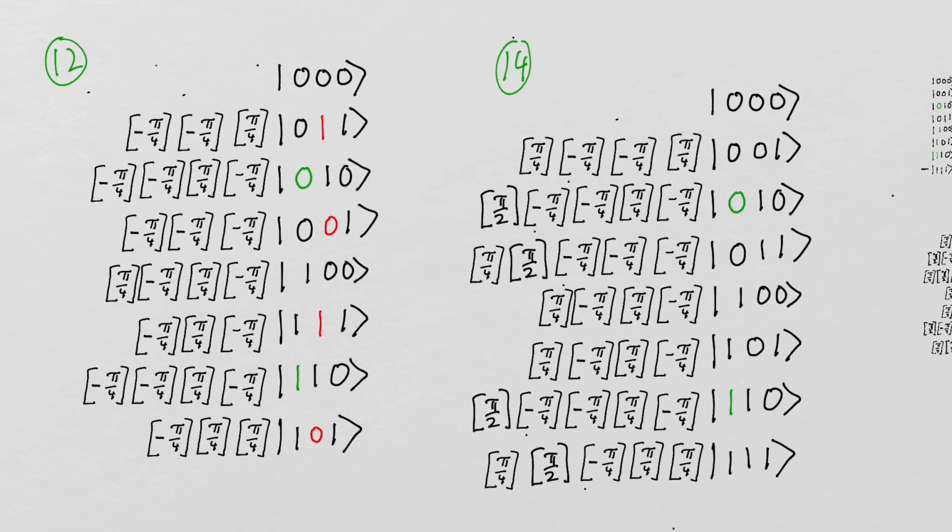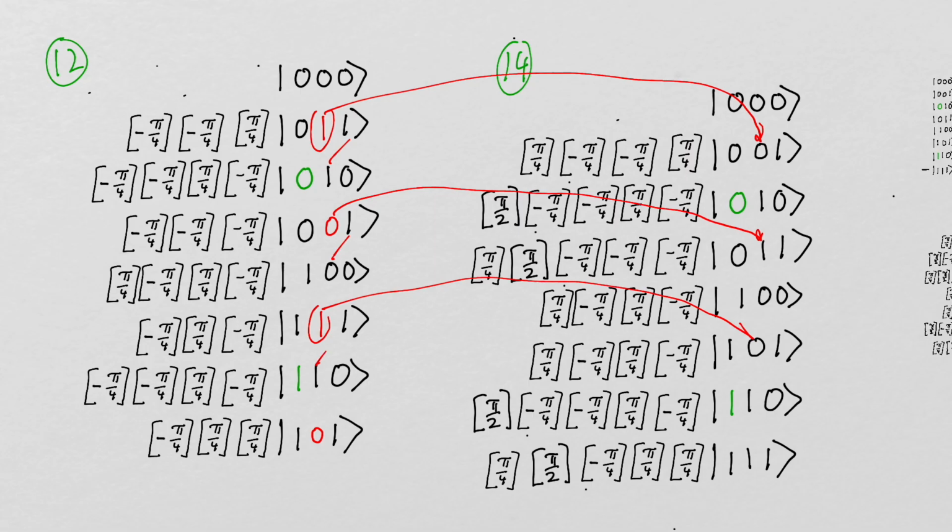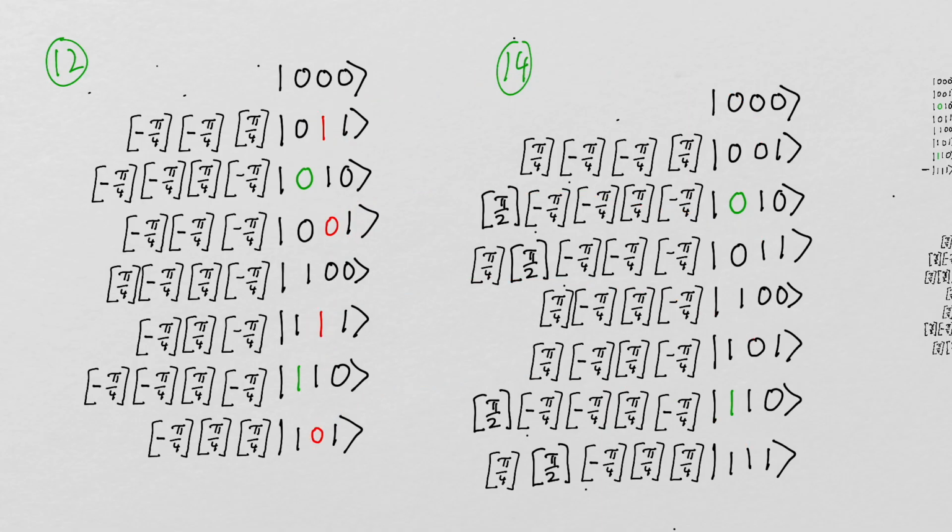So flipping the second bit conditioned on the third means this state, the 1, goes to a 0. This 1 goes to a 0. This 1 stays the same. This 0 goes to a 1. This one stays the same. This 1 should go to a 0. This 1 stays the same, and this 0 should go to a 1. And now we implement the phase gate as appropriate.